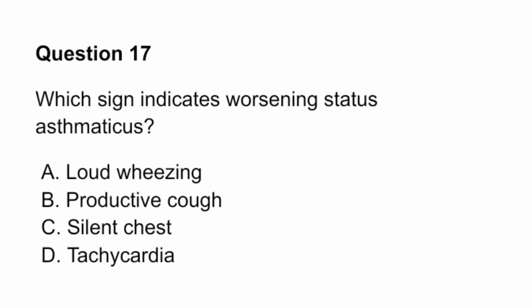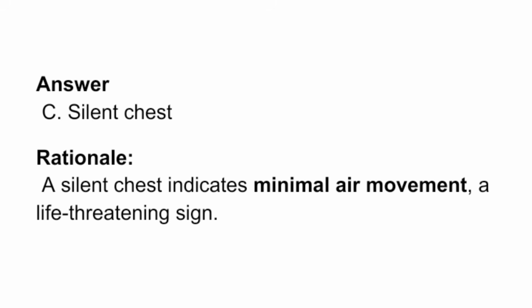Question 17. Which sign indicates worsening status asthmaticus? A, loud wheezing, B, productive cough, C, silent chest, D, tachycardia. Answer: C, silent chest. Rationale: a silent chest indicates minimal air movement, a life-threatening sign.